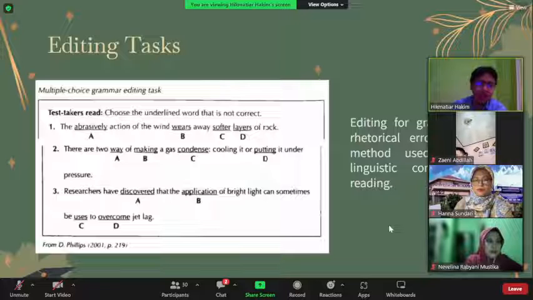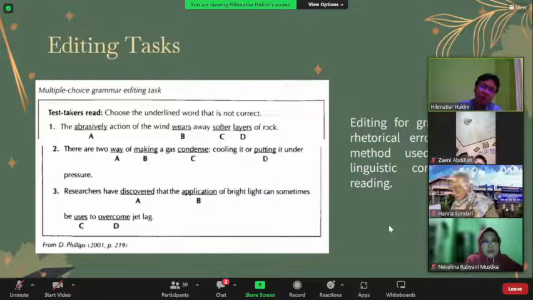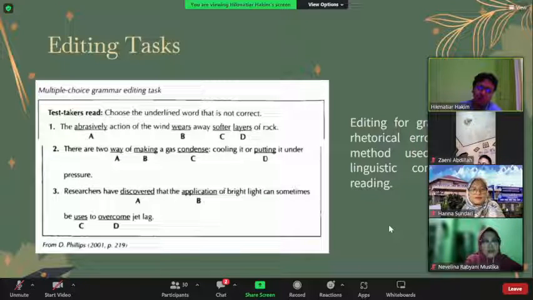Okay, the next one, editing task. We also have this in advanced grammar. So you have sentences, and then you have to find out which word you need to fix grammatically. For number one, the abrasively, the A, B, C, which one do you have to correct? That's the editing task.